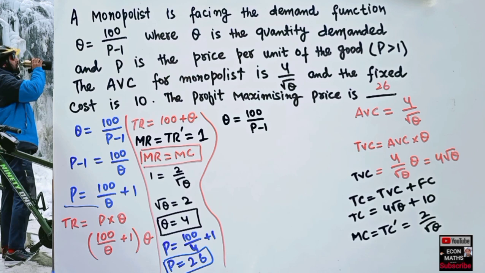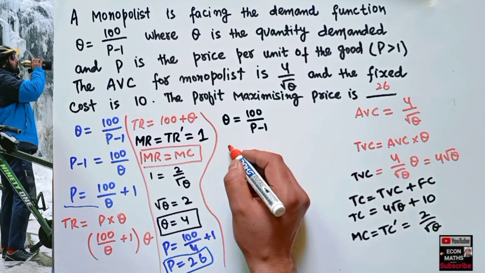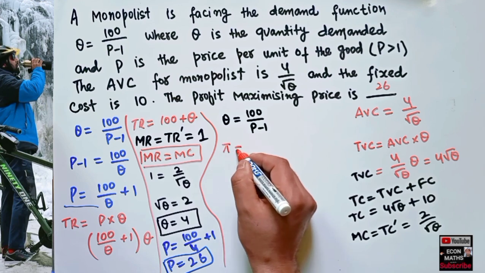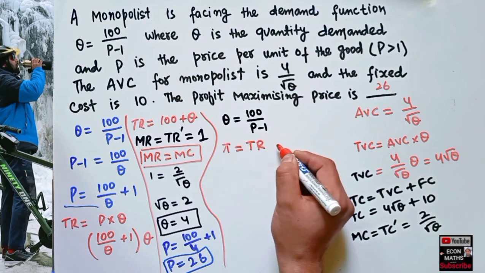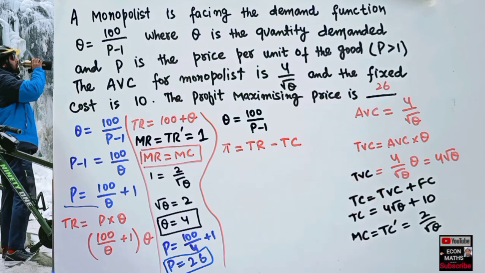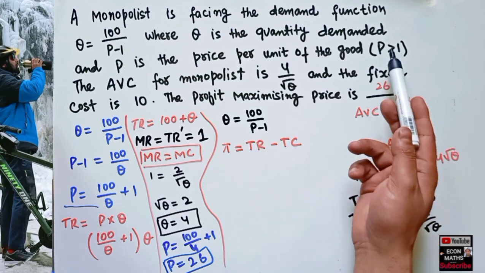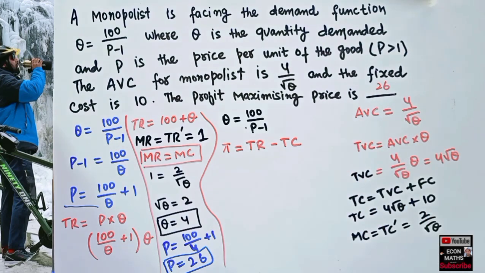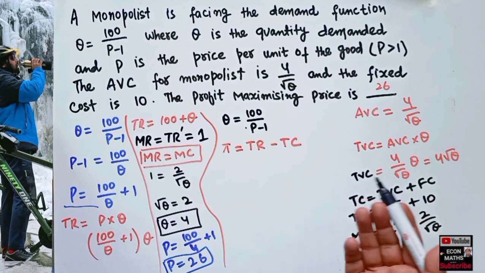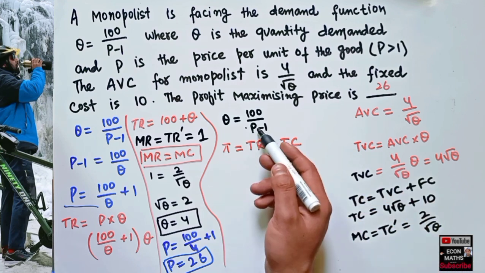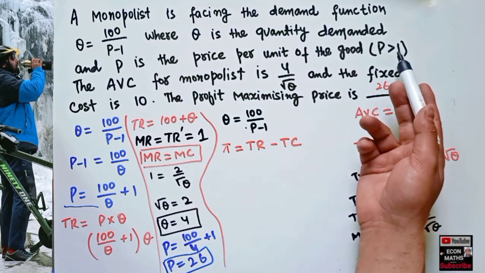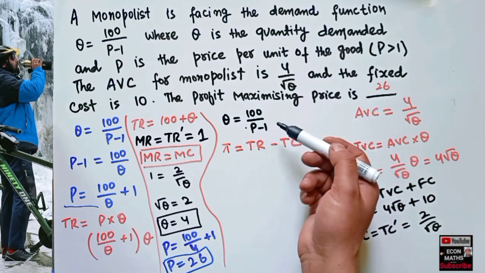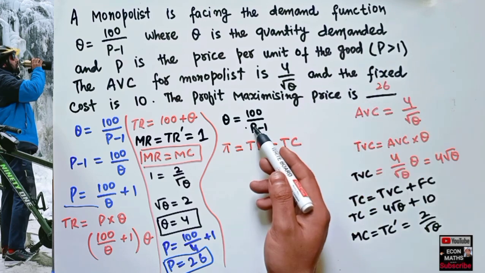Okay, we know that profit is simply equal to total revenue minus total cost. We are being told p should be greater than 1. If I put the minimum price here, the minimum price in integer, what will be the minimum price? If p cannot be equal to 1, then p should be equal to 2.